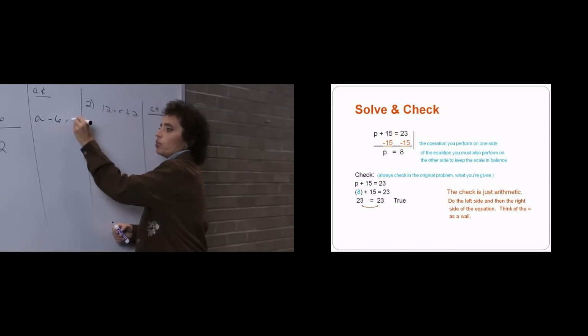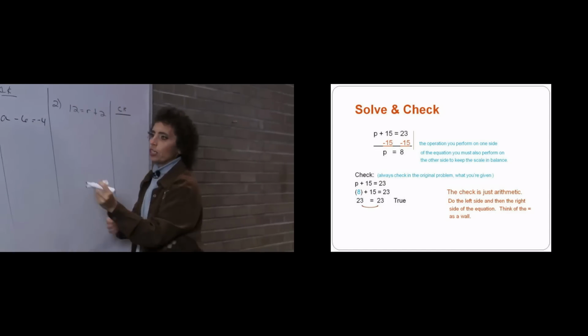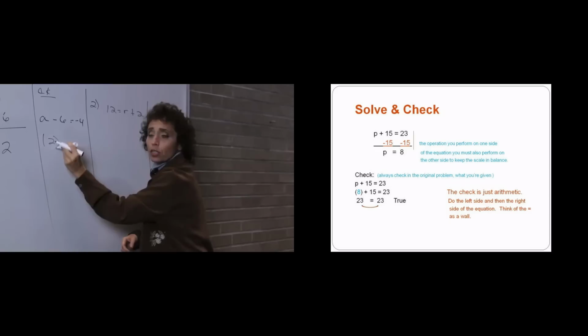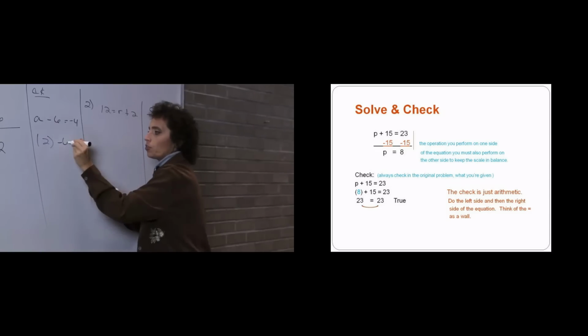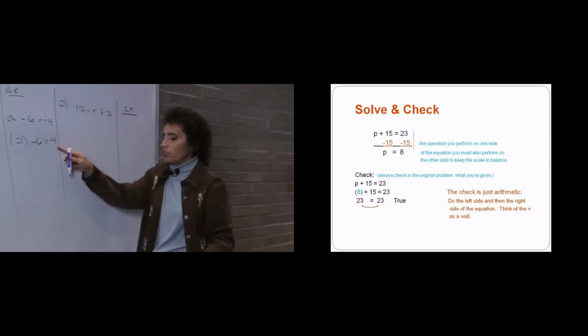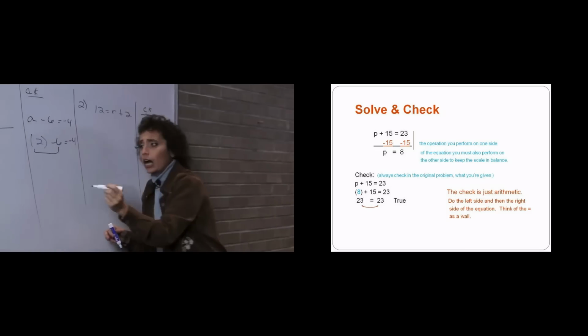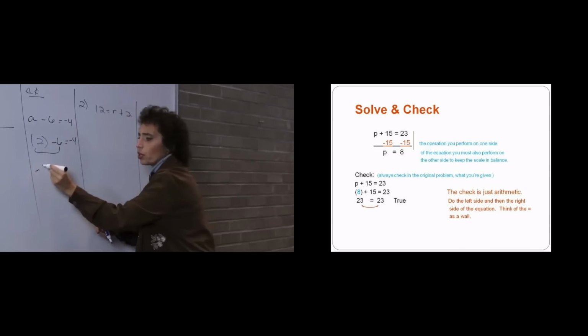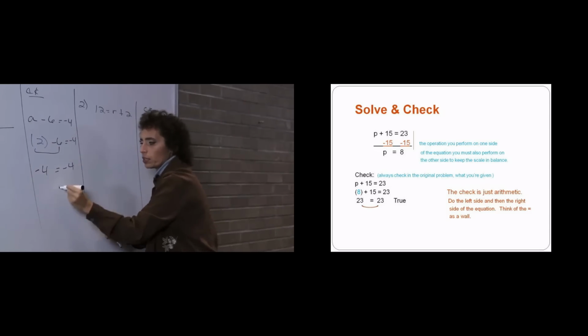a minus 6 equals negative 4. Wherever you see the a, you're going to put 2. 2 minus 6 equals negative 4. I'm going to keep that side alone. I'm just going to combine this. I have 2. I owe you 6, so I owe you 4. And that is correct, and that checks out.